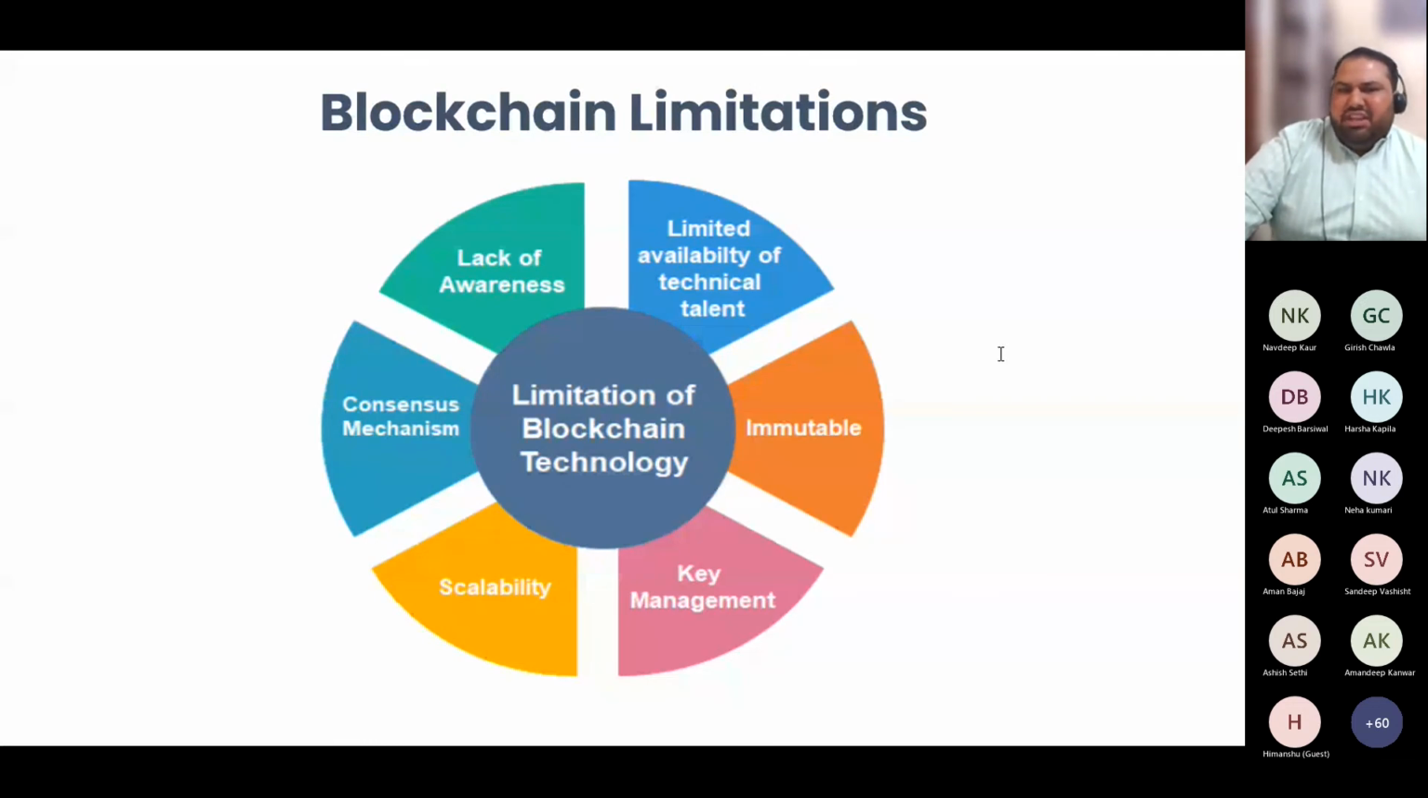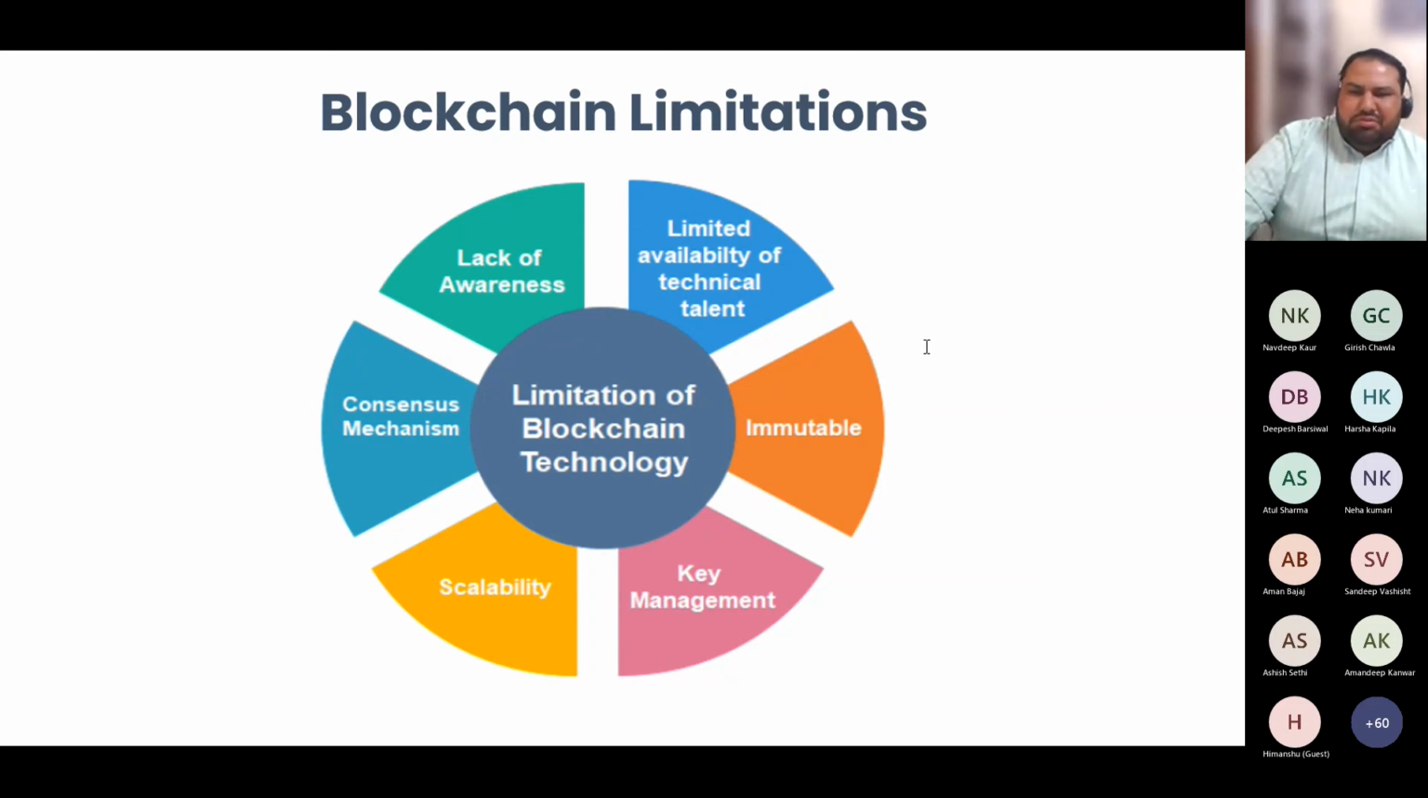Next limitation is scalability. Blockchain like Bitcoin has a consensus mechanism which requires every participating node to verify the transaction, which limits the number of transactions a blockchain can process in the network.